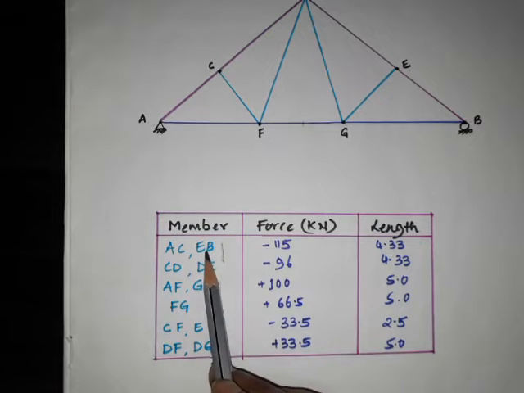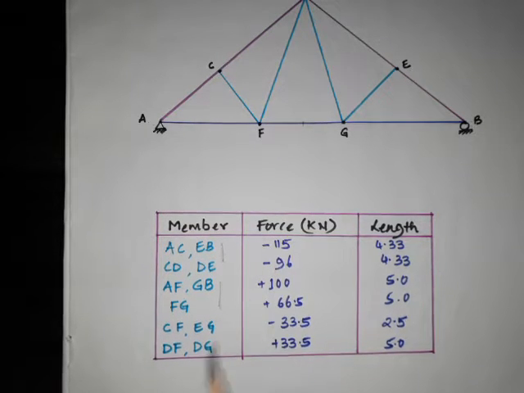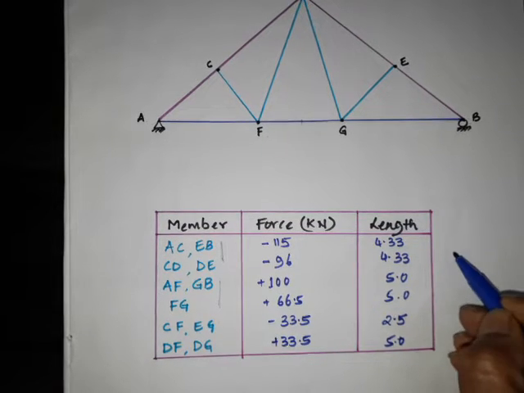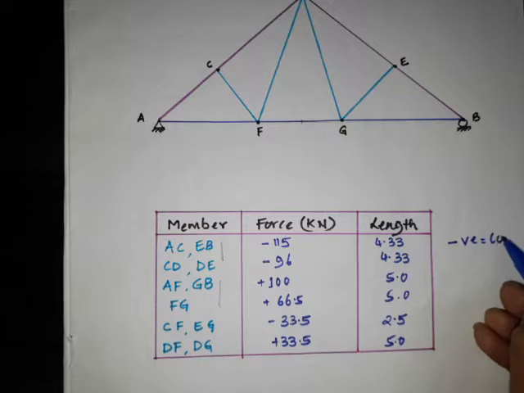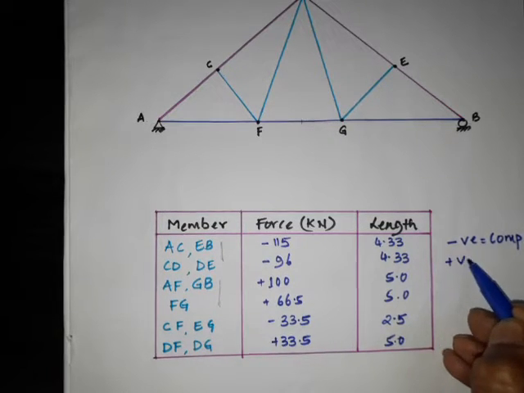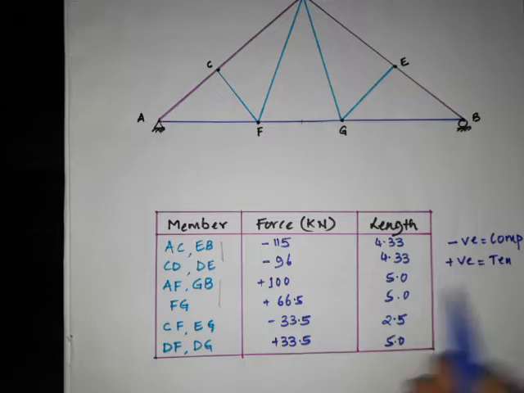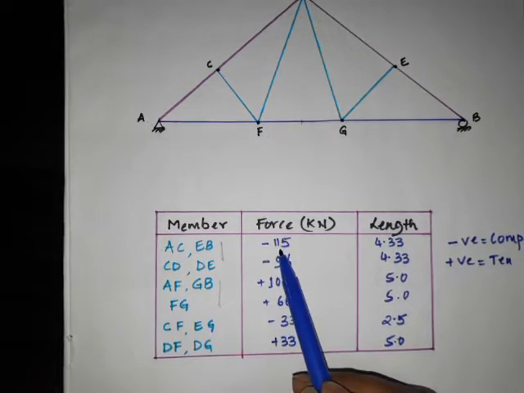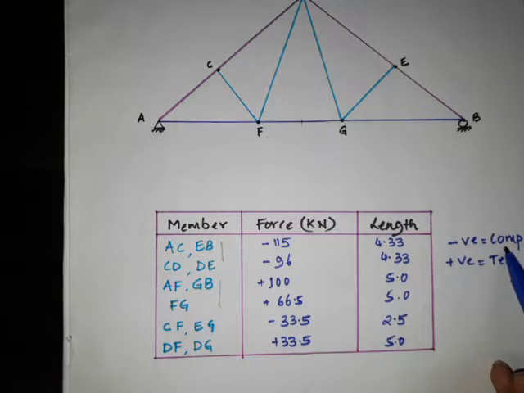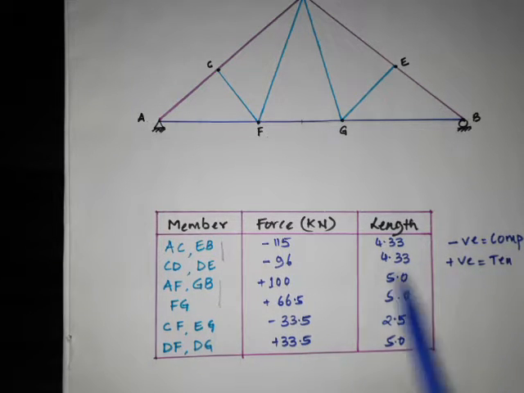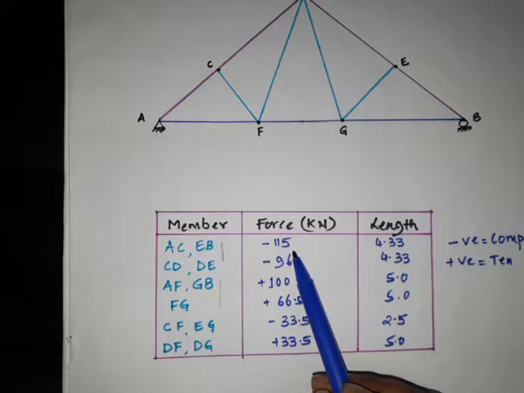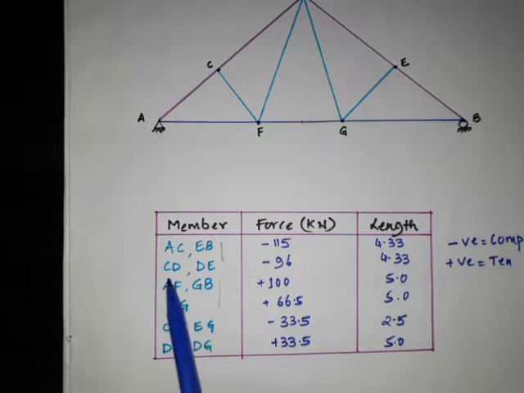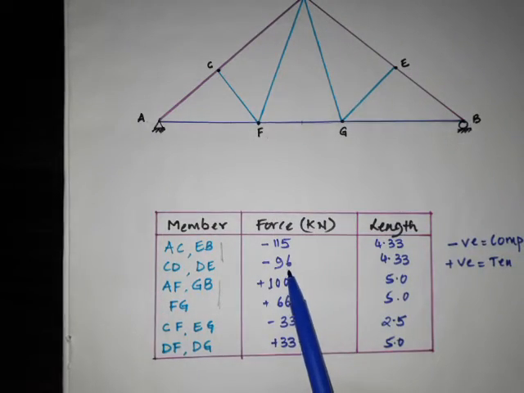For ACEB, the force given is 115. As I told you, negative means compression and positive means tension. So the member ACEB is carrying a force of 115, which is compression. We have to design only for compression, not for tension, because only a compression force is given. Even for CD and DE, we again have 96 kilonewton, which is again compression.